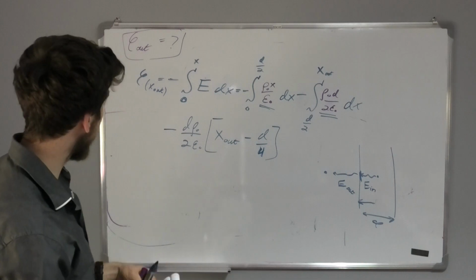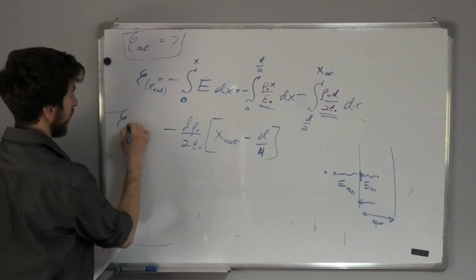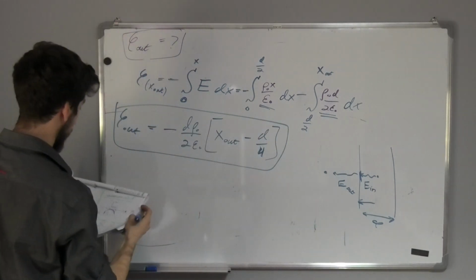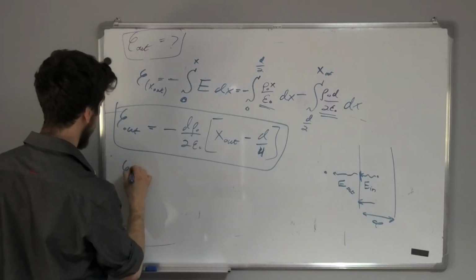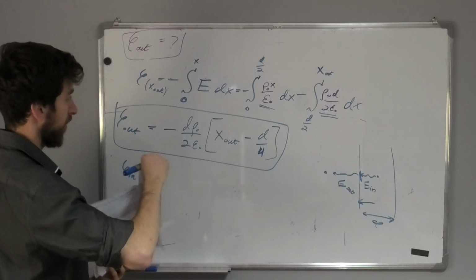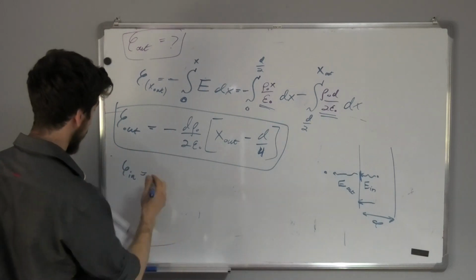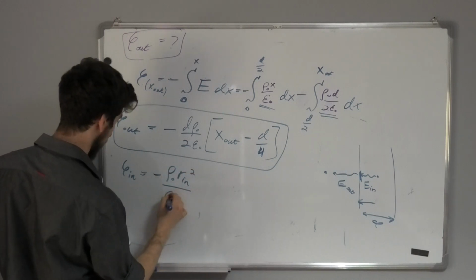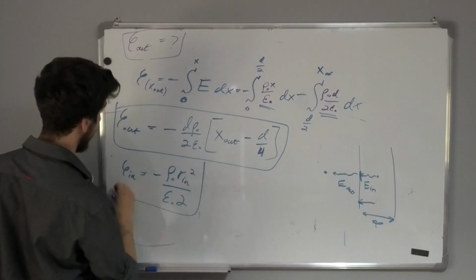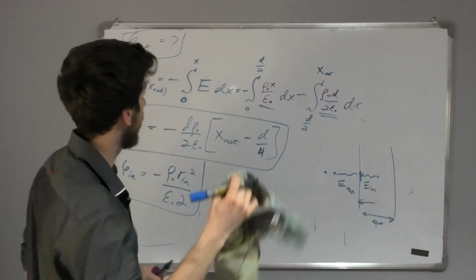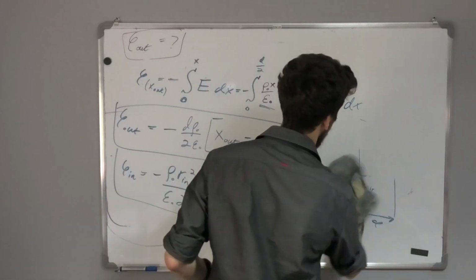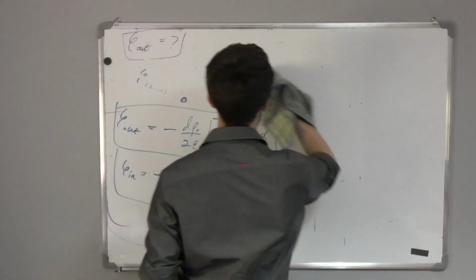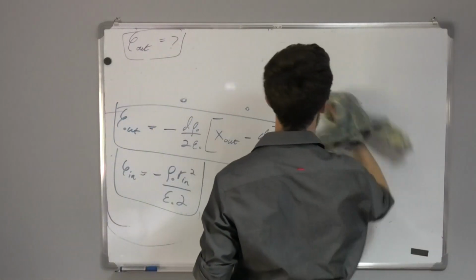And the last part is actually drawing our solution. So this is phi out. And remember phi in, what was phi in? Phi in was minus rho 0 x in squared divided by epsilon 0 over 2. So the last part of the question is to draw the potential function. The potential is a function of x.